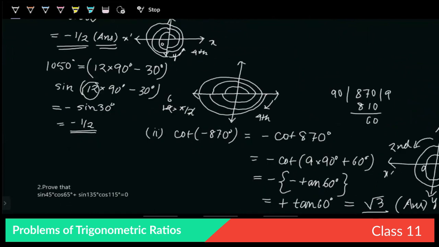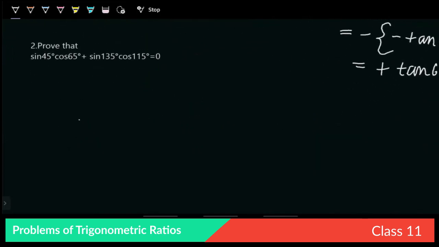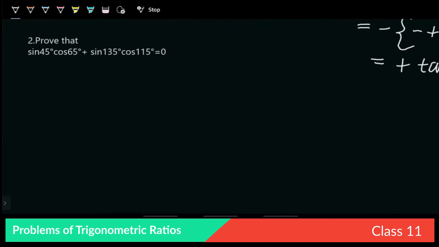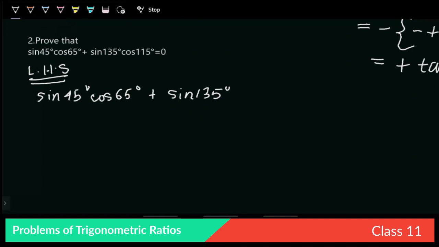Now we come to our next sum. What is told in the next sum? It is told to prove that sine 45 degree into cos 65 degree plus sine 135 degree into cos 115 degree equals 0. So now what will we do? We will take the LHS. In the LHS, what is given? Sine 45 degree cos 65 degree plus sine 135 degree into cos 115 degree.